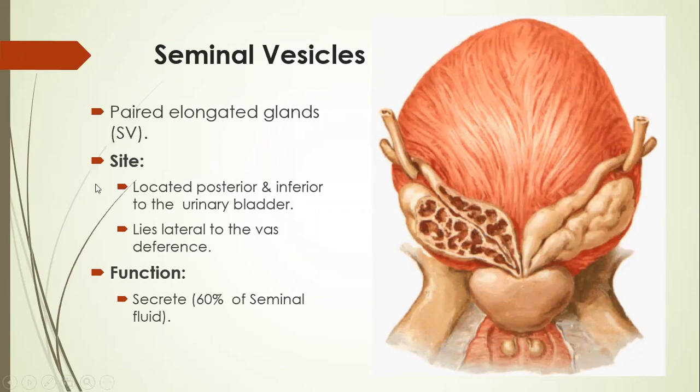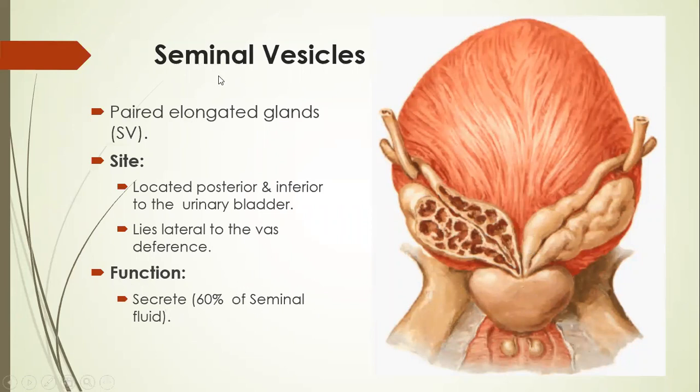So they are paired, located posterior and inferior to the urinary bladder. As I said, it will be present posteriorly near the base of the bladder, and it lies lateral to the vas deferens. As you can see here, these seminal vesicles are lateral to the vas deferens. The vas deferens is medial. Function: they will secrete almost 60% of the seminal fluid.